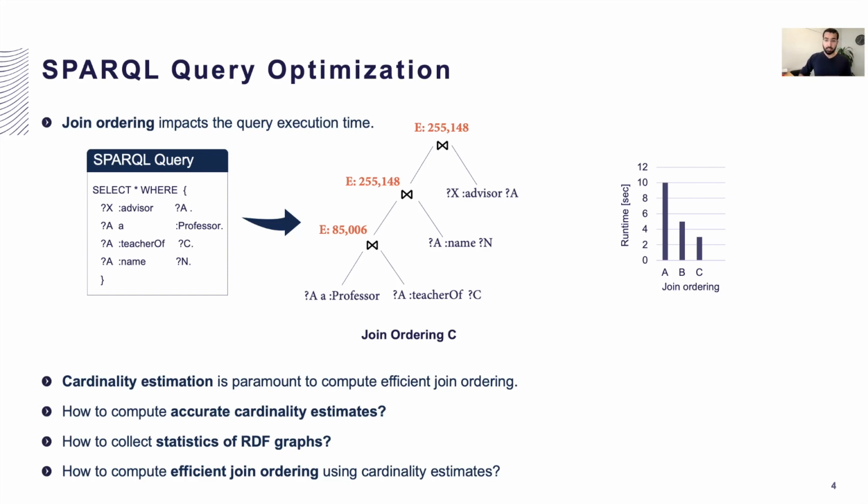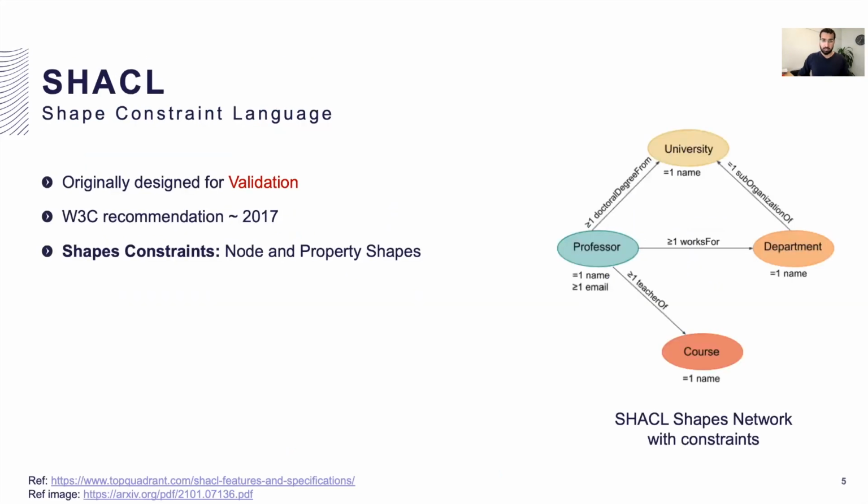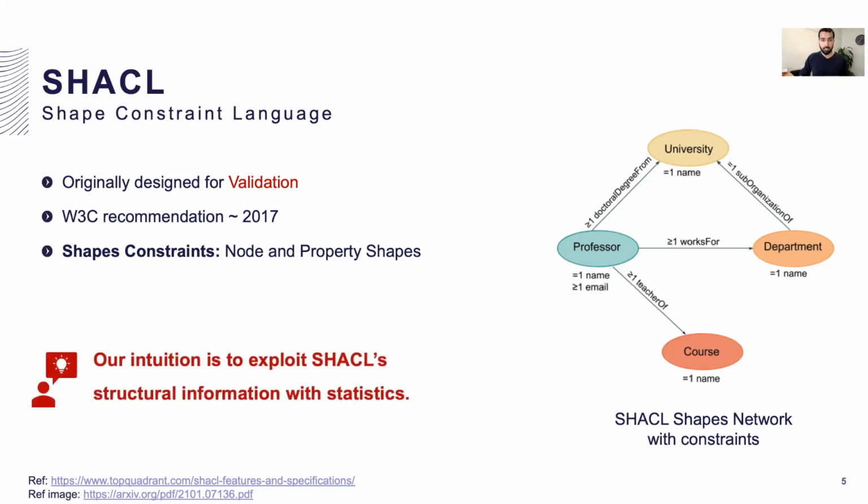For this purpose, we exploit a state-of-the-art RDF validation language called SHACL. It was originally designed for validation. It became a W3C recommendation in 2017 and consists of node and property shapes. Our intuition is to exploit SHACL's structural information with statistics. For example, for the given SHACL shapes network, we can annotate it with different statistics such as count, distinct count, min and max count for the nodes and shape properties, and utilize them for the purpose of query optimization.